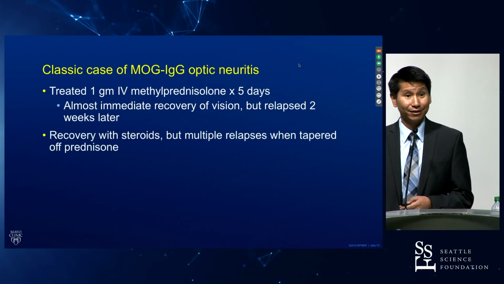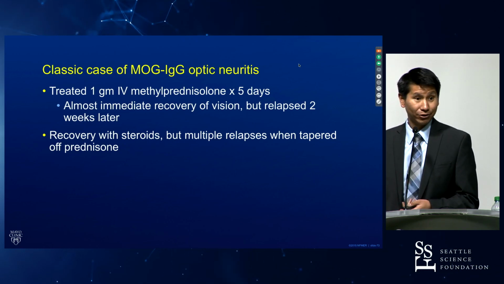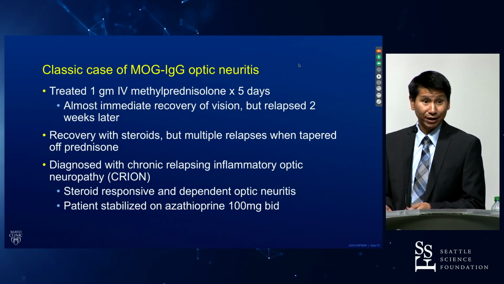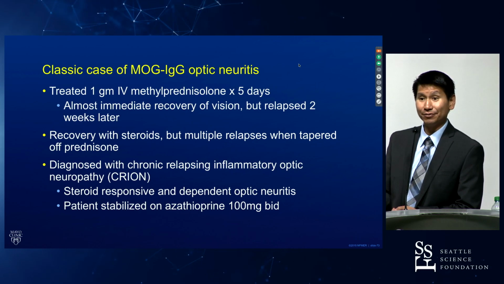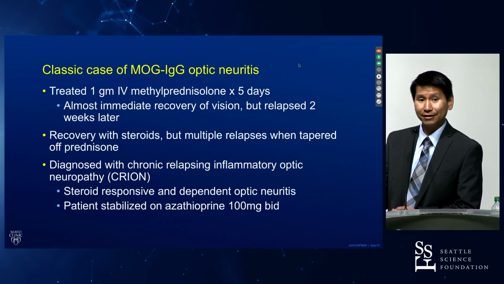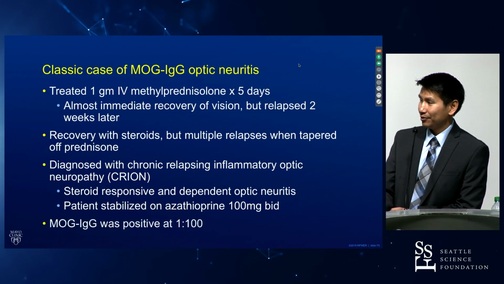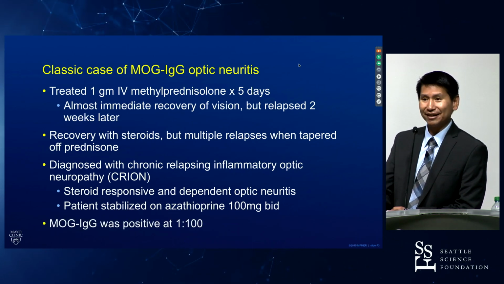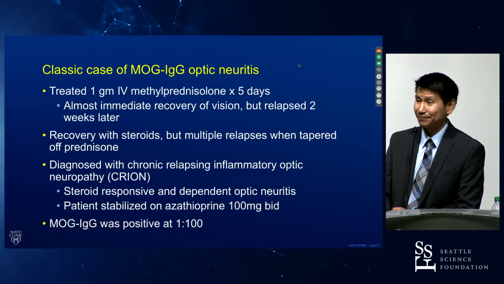And so every time we treated this patient with steroids, the vision came back, came off the steroids, the patient recurred. And so they were diagnosed with chronic relapsing inflammatory optic neuropathy, which is essentially a steroid responsive but steroid dependent optic neuritis. And we actually stabilized him on azathioprine. But ultimately, when we had the antibody, the patient was MOG positive. So it's not idiopathic CRION, this was MOG-associated optic neuritis all along.